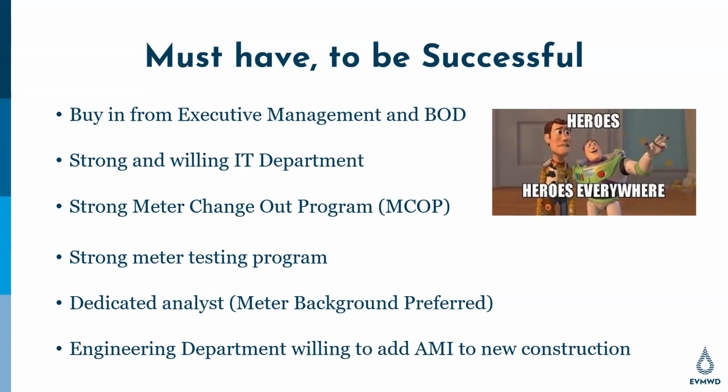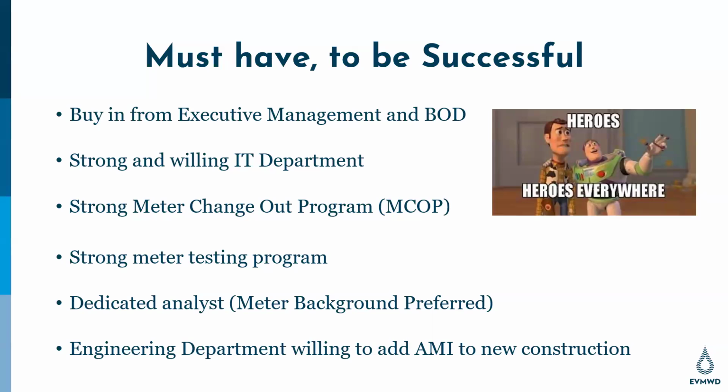You also have to have a strong meter changeout program. We're about 50% on our changeout program, and we're hoping to grow that. We need to do about 3,500 meters a year to stay within our accuracy zone. Ryan will talk about that real quickly in the next slide, and then we'll probably start answering questions.